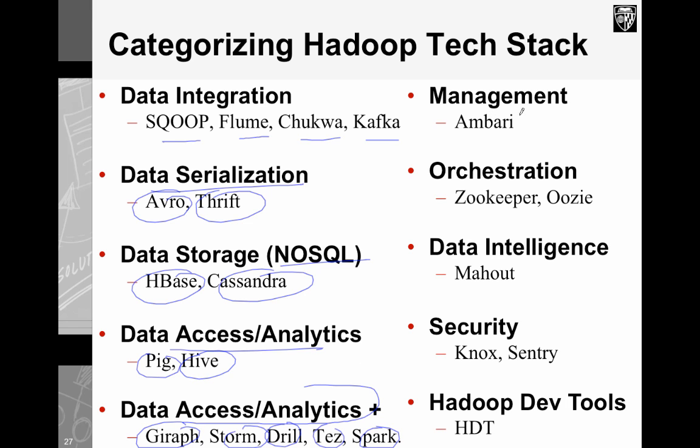If you want to manage your Hadoop cluster, you can use Ambari. If you want to do orchestration, you can use Zookeeper for transaction management, Oozie for job management. If you want to do data intelligence, machine learning, you can use Mahout. If you want to do security on top of Hadoop, you can use Knox and Sentry. If you want Hadoop dev tools, there is something called the HTT project.